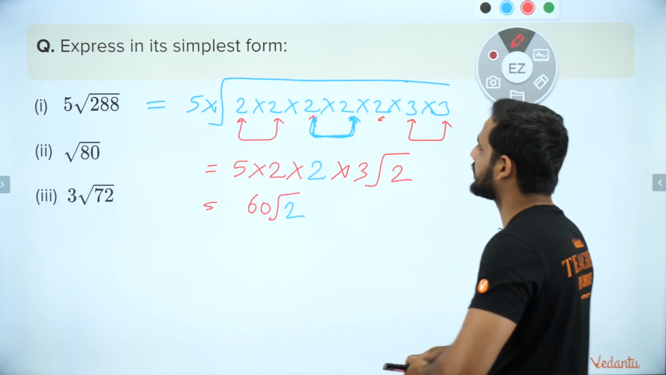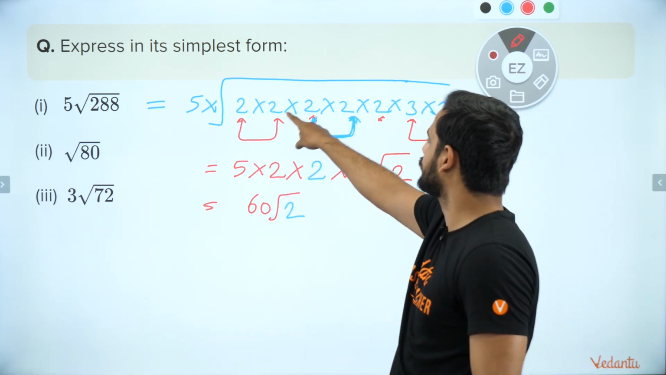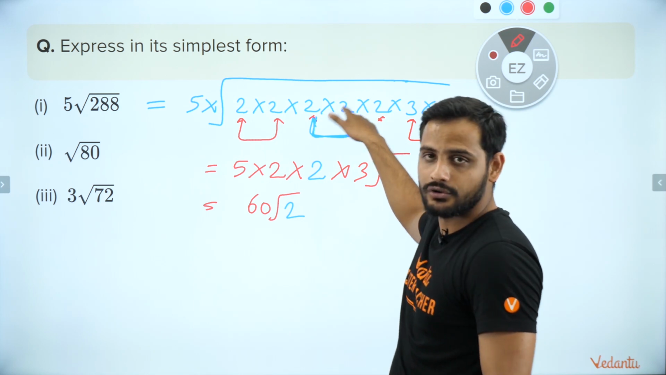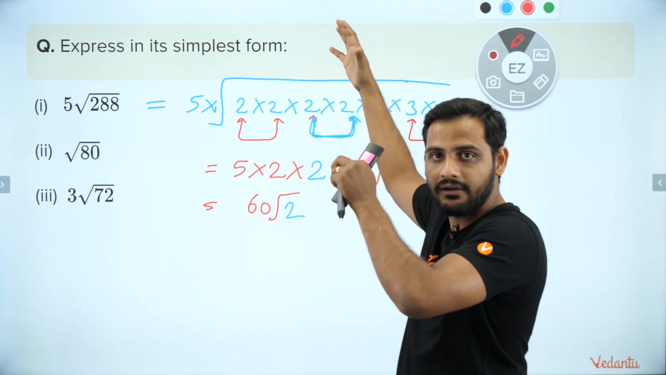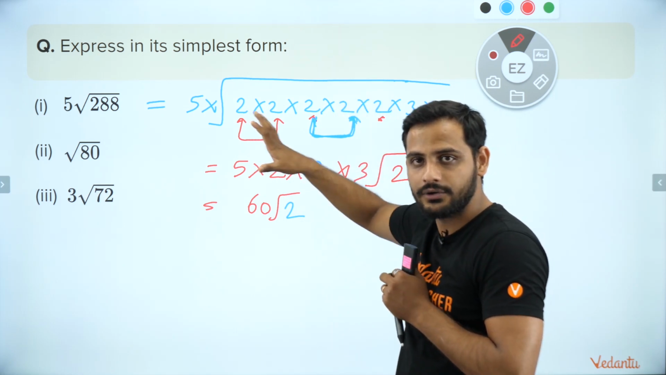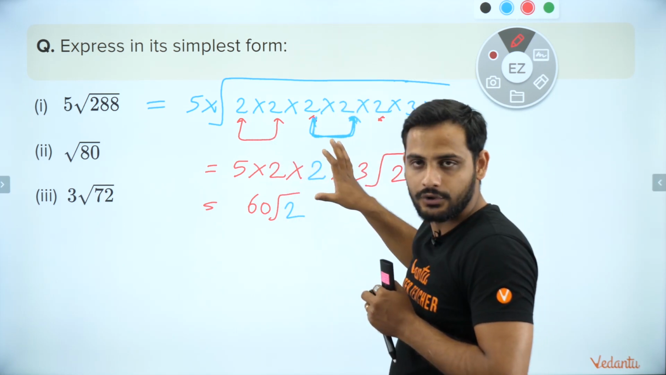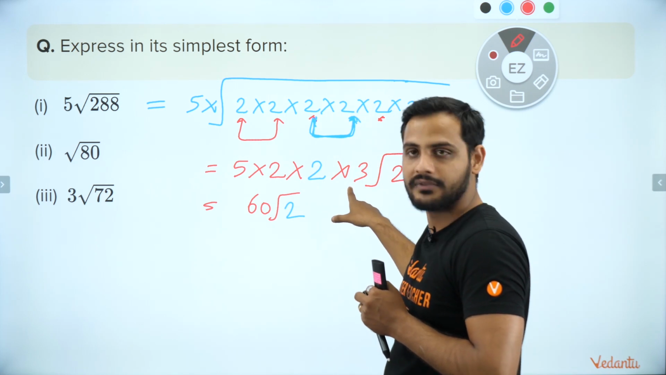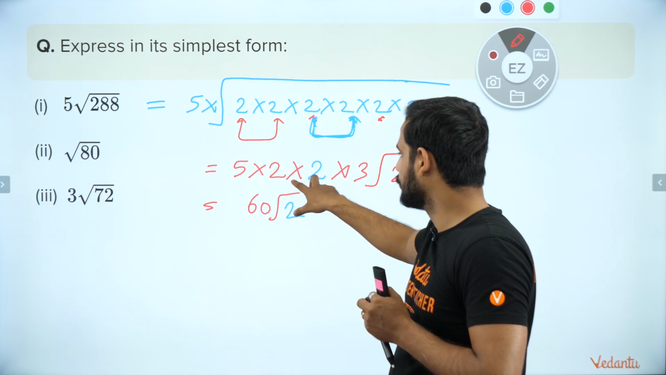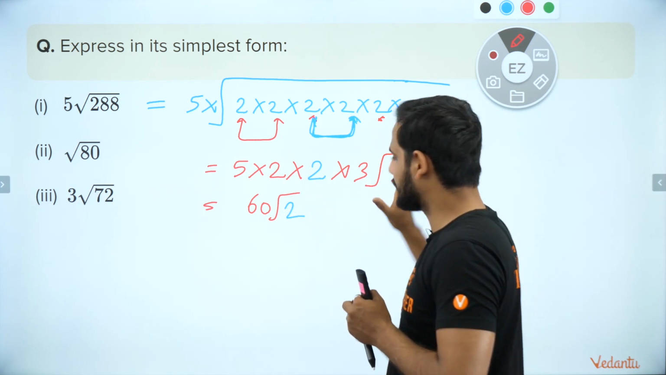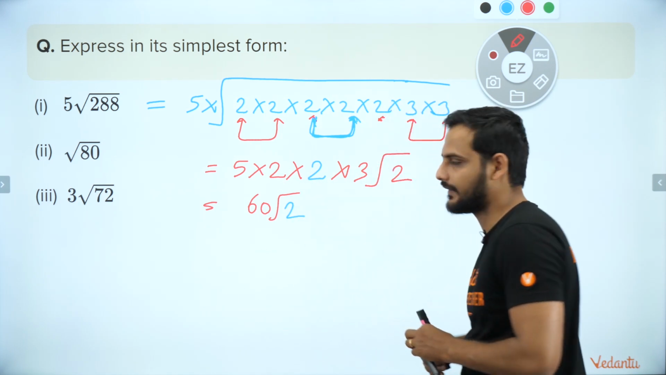Also you can do by that method also, that this will become 2, 2, 2, 2, 2, total 5. So 2 raised to the power 5 into 3 square raised to the power half is 2 raised to the power 5 by 2, 3 raised to the power 2 by 2. So 3 raised to the power 2 by 2 will become 3. 2 raised to the power 5 by 2 will become 2 raised to the power 2.5. So 2 2's outside and 1 2 inside under root. So 60 root 2 will be your final answer.